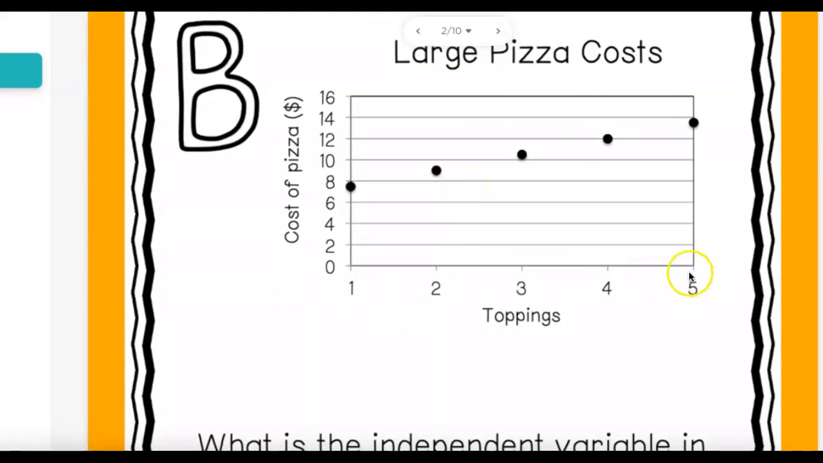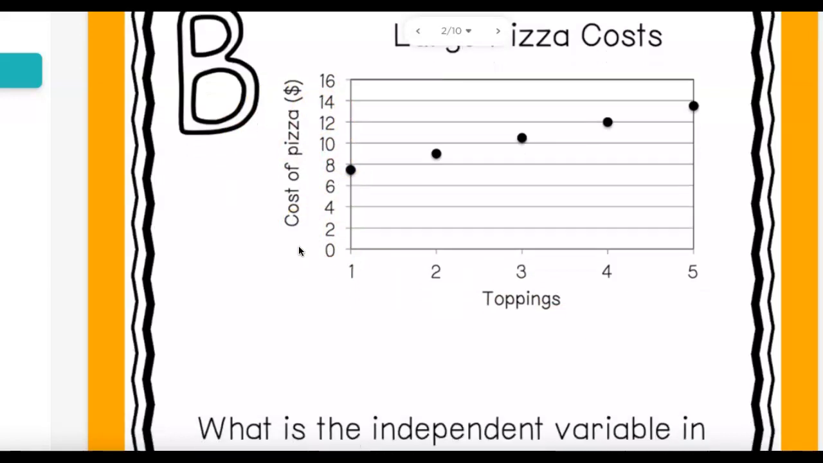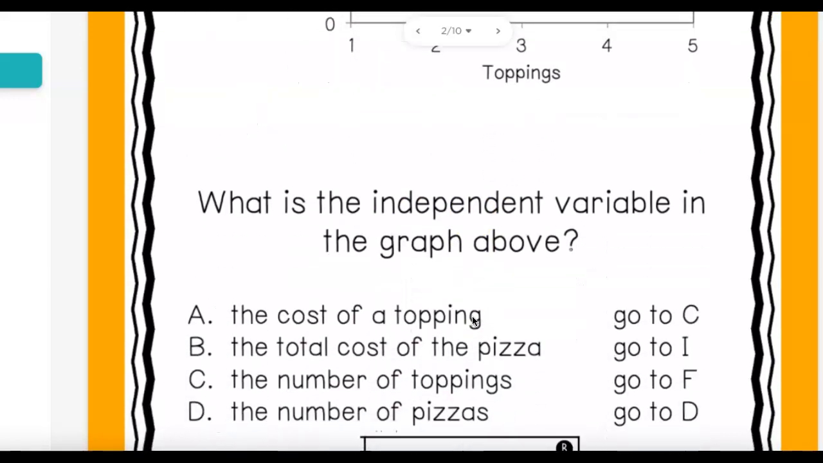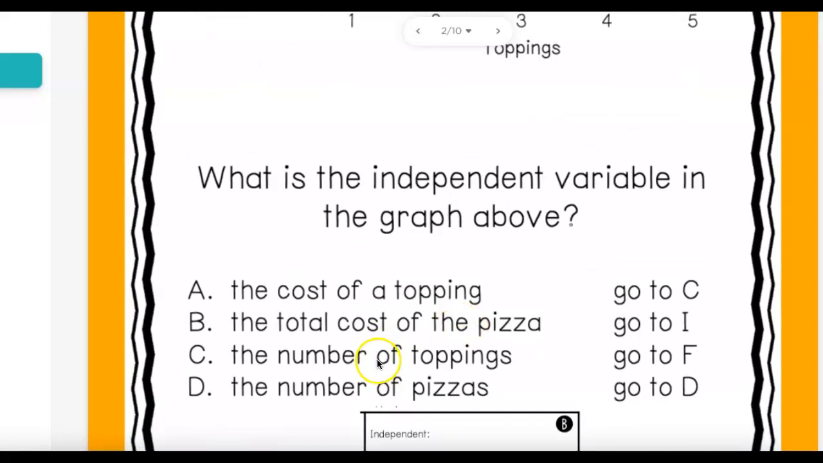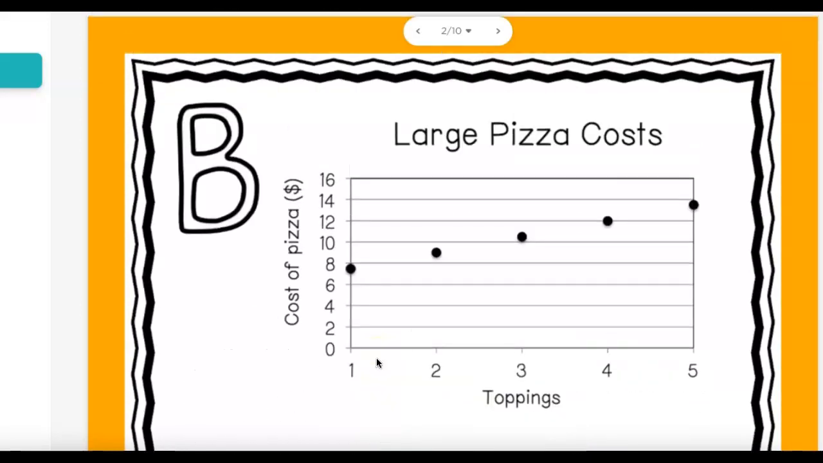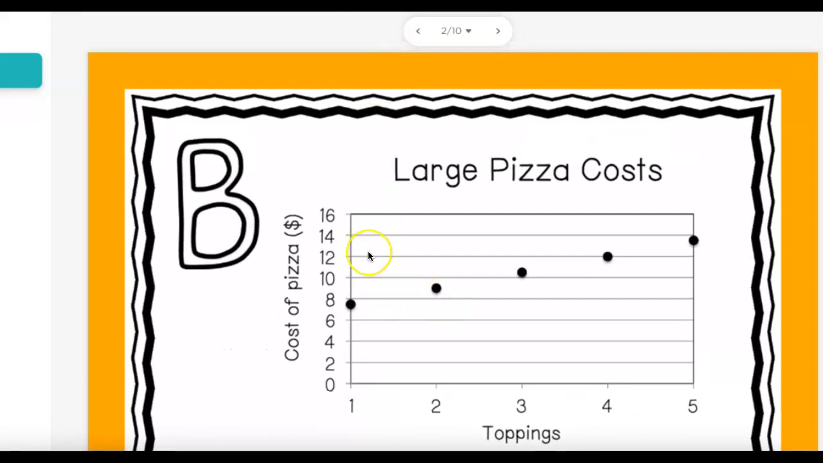The toppings affect the cost of the pizza. You know the x-axis, the toppings, is always independent. The y-axis, the cost of pizza, is always dependent. So what is the independent variable? The number of toppings. Okay. So this shouldn't be too hard as long as you remember which variable is which, which axis is which, and I think you'll be fine for your quiz tomorrow.